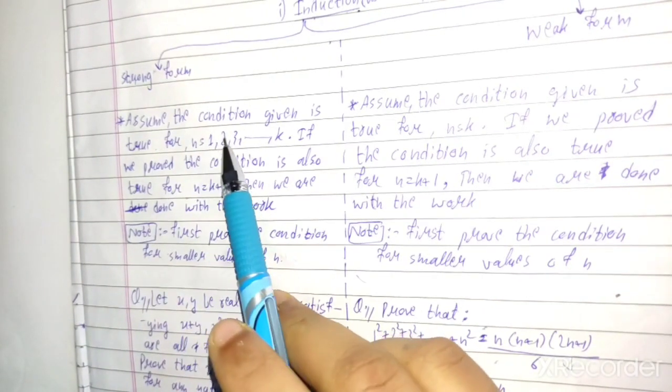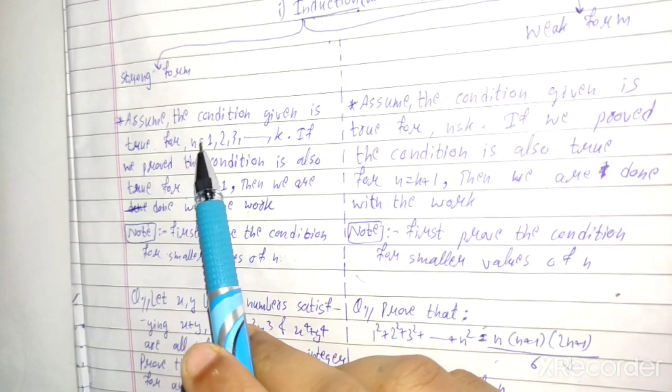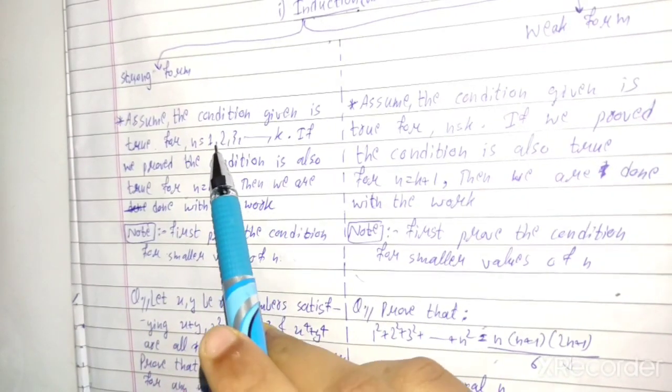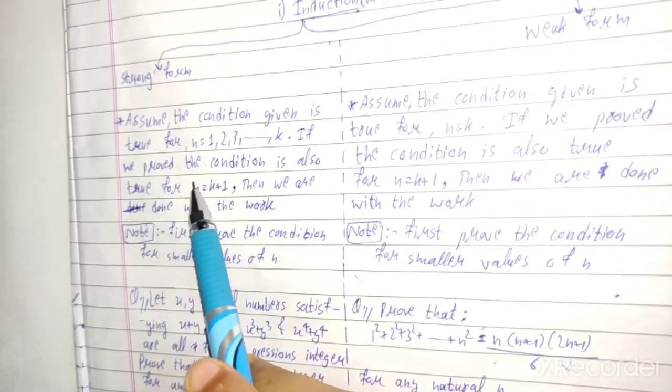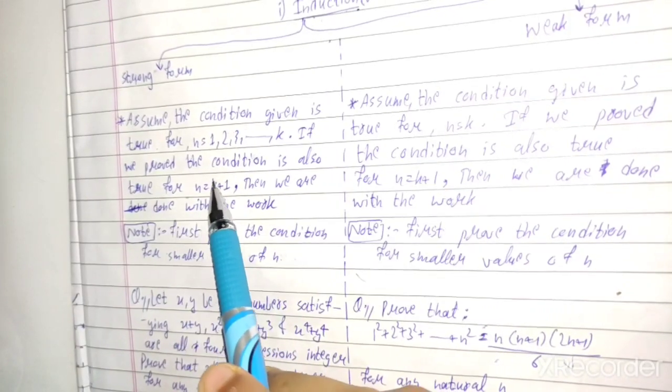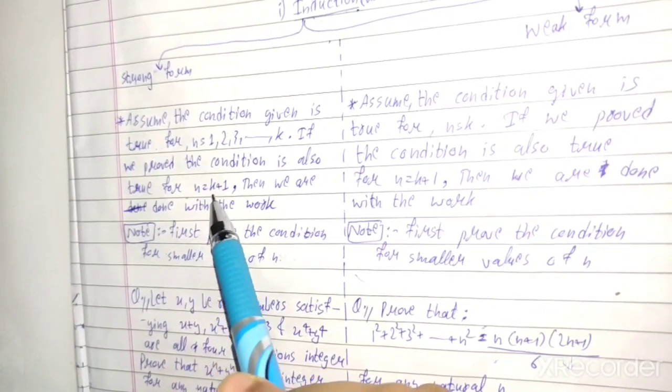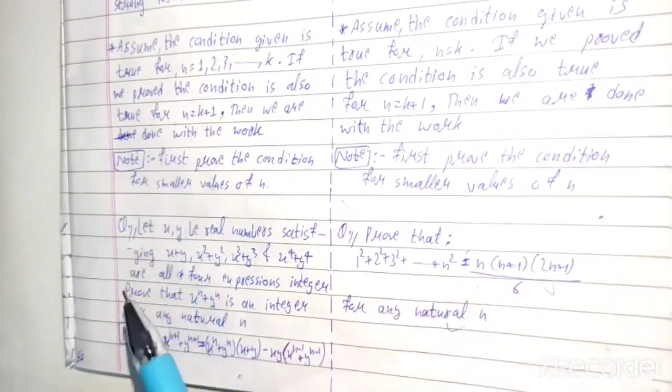It tells us to assume the condition given is true for n is equal to 1 till some value, till the first k natural numbers. If we prove the condition is also true for n is equal to k plus 1, then we are good to go. For example, let's take this question.